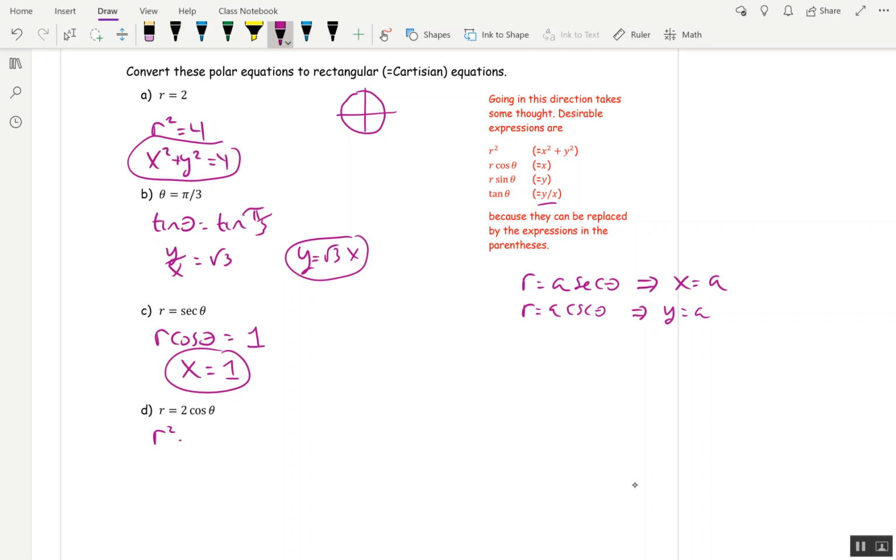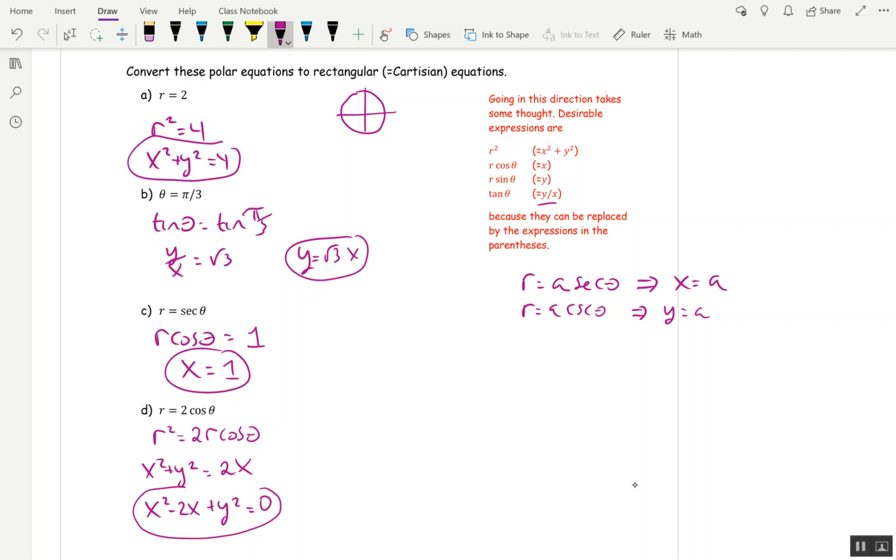So then I get my r squared on the left, but I get a 2r cos theta on the right, which is perfect because r cos theta is x. So the left is x squared plus y squared, and the right is 2x. Okay, that's x squared minus 2x plus y squared is 0.